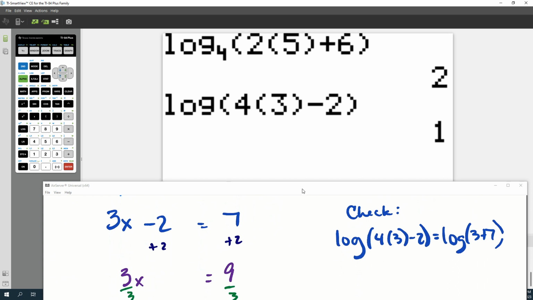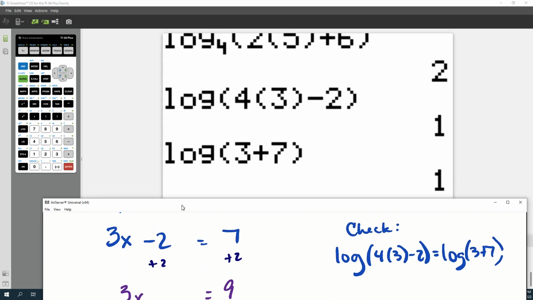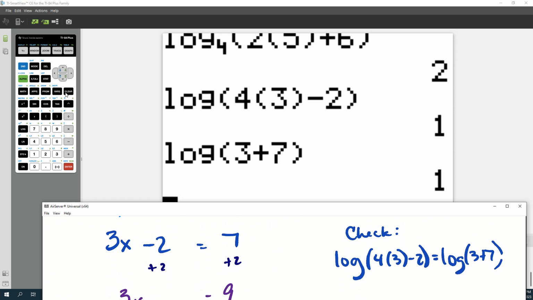So we get 1 on the left side. And we get 1 on the right side. So this answer checks out.